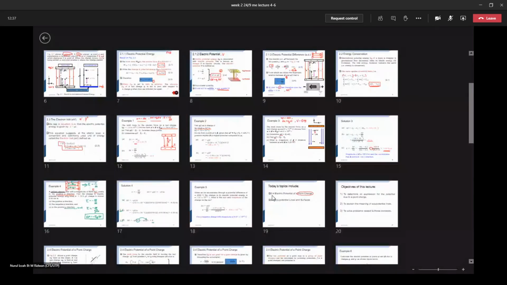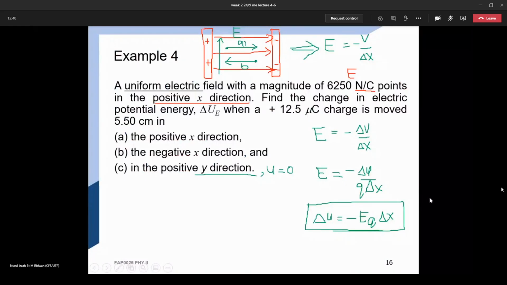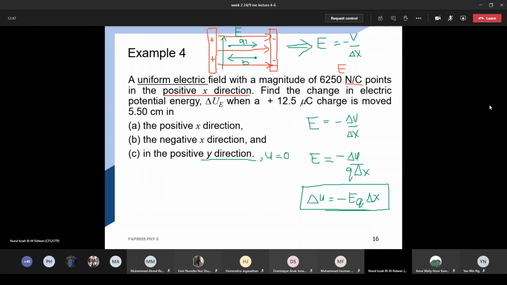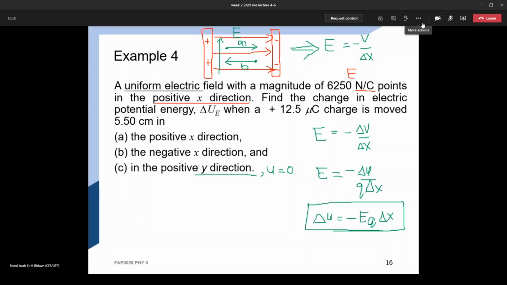Okay, here, this is where we stopped the other day. For this example 4, I think we have discussed this question. If you have done it, congratulations. If you haven't, try to look at the question again. And for this question, when you see the term uniform electric field, please understand that it only refers to the parallel plates, because only in between the parallel plates will you have a uniform electric field inside.